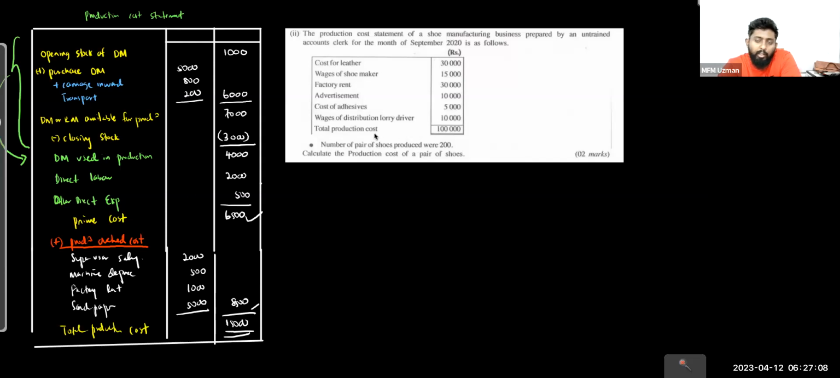First of all, we have to find out the total production cost. Now here, look, we find out the total here. So tell me, guys, whether this is a production cost or not a production cost. I'll say a good example here. Now, normally, if you see this, cost for leather. What element is it? Material or labor or other, guys? Is it direct material or indirect material, the cost of leather in producing shoes? Anyone?